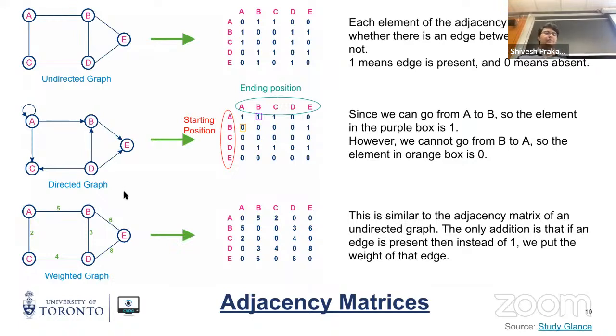And the adjacency matrix of a weighted graph is very similar to that of an undirected graph. The only difference is that instead of putting 1 here, we just put the weight on that edge. So there is an edge present here with a weight of 5. So we put 5 here and here instead of 1. That's the only difference. Any questions so far?